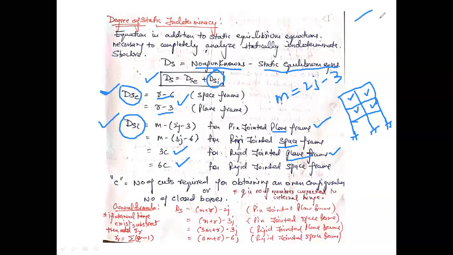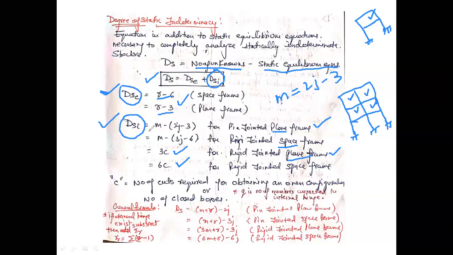Similarly, if a structure is like this, the number of closed loops in this case is 1. So the value of C will become 1 in this case. So basically, this is how we can understand how to put the value of C in this equation.